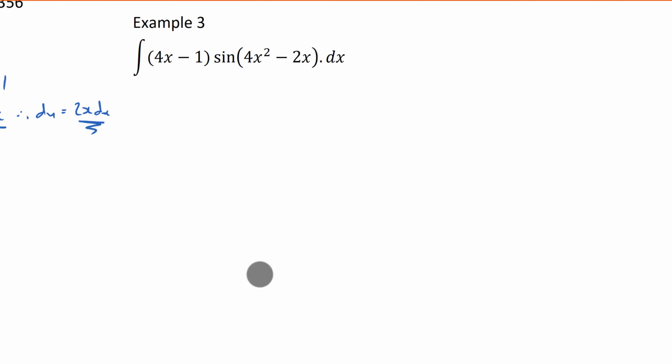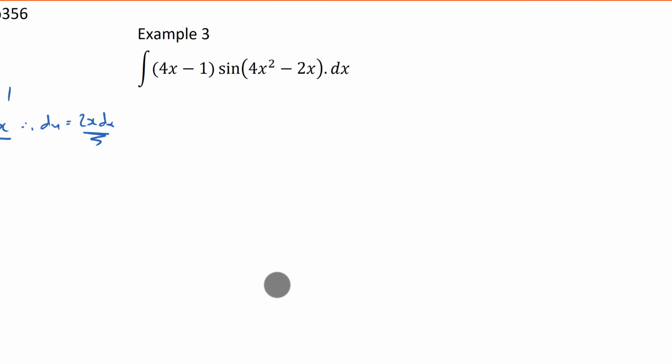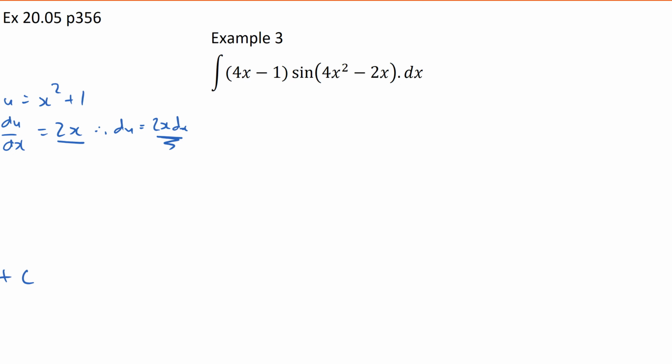Now, example 3. I'll leave that page up. I'm not going to stand up here and say that looks pretty easy. Shock horror, apparently. So let u equal sine 4x minus 2x. Du by dx is now 8x minus 2. Is that right?